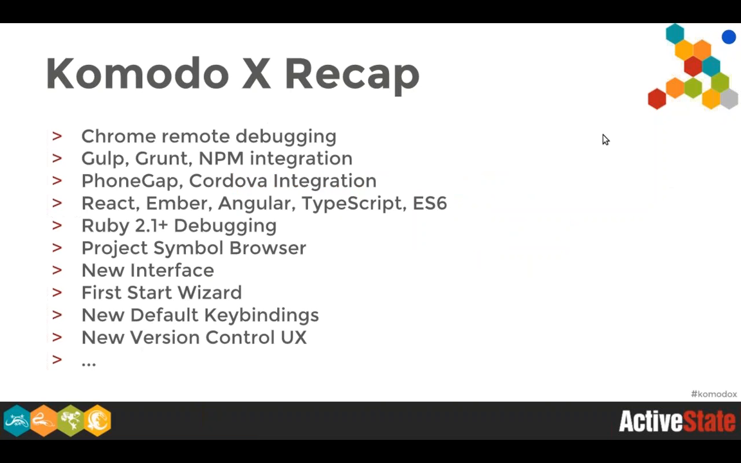Just to give you a quick recap, obviously this webinar is going to be about Komodo 10.1, but we do want to touch base on what we did in Komodo 10 as well. A quick recap of that is we implemented Chrome remote debugging, which lets you debug applications that are running in your Chrome browser. Normally what one would do is use Chrome to debug those applications, but you're still using your editor on another screen or in another window, and you would have to Alt-Tab or switch to Chrome and then find your code again and then place your breakpoint.